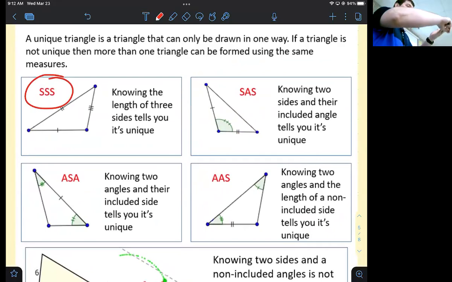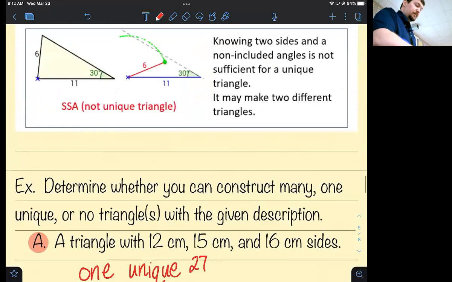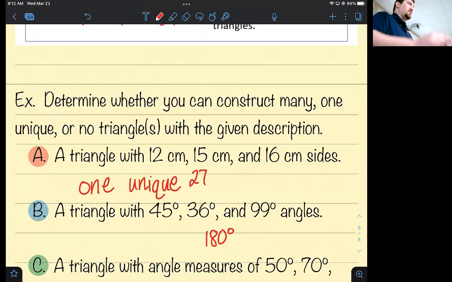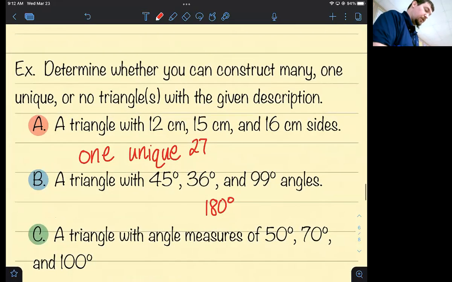So if I give you the 3 angles of a triangle and that's it, and I don't give you any sides, then all your triangles are going to look different. They'll have these angles, but I never told you how big the sides were. So you can make the sides long or short or whatever you wanted to do. So the answer to B would be there's many different triangles you could draw.